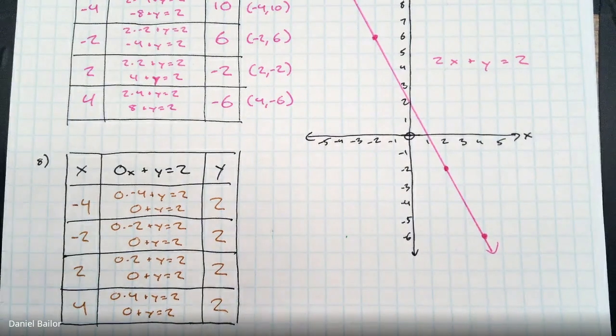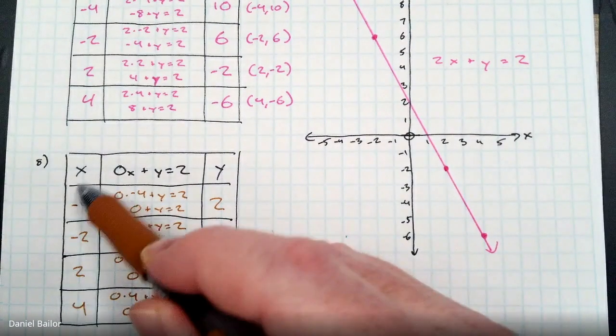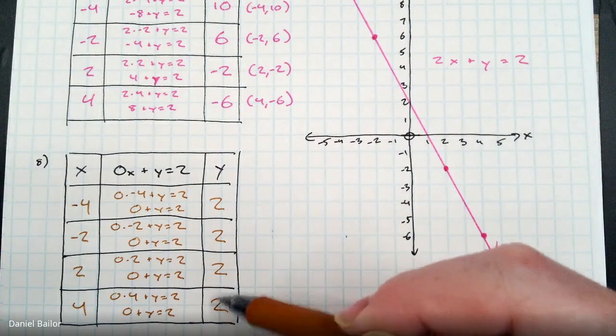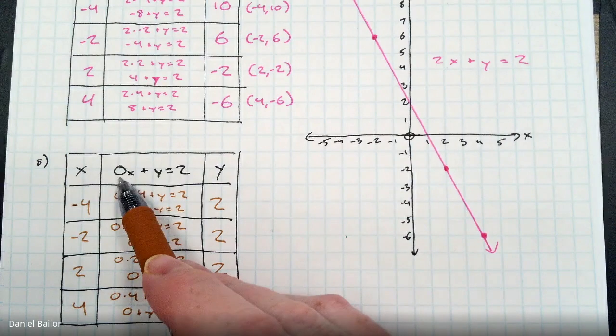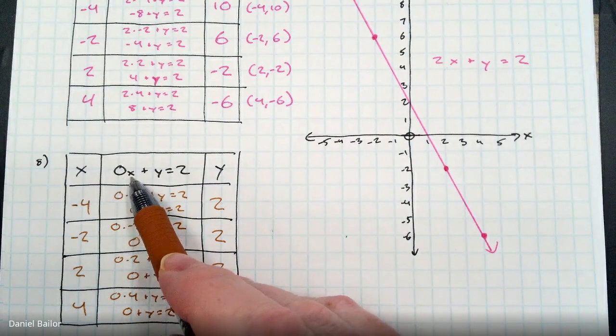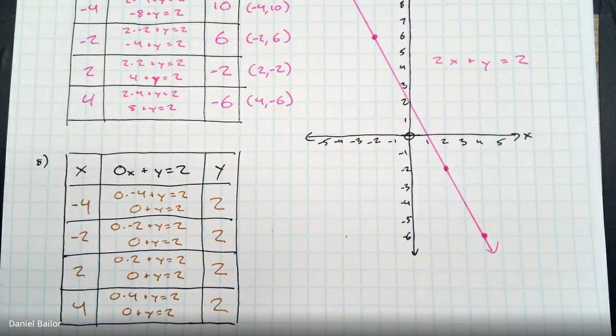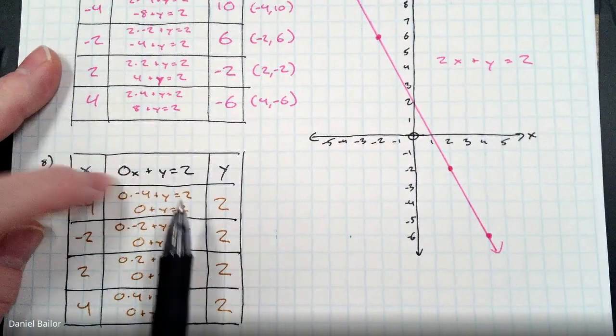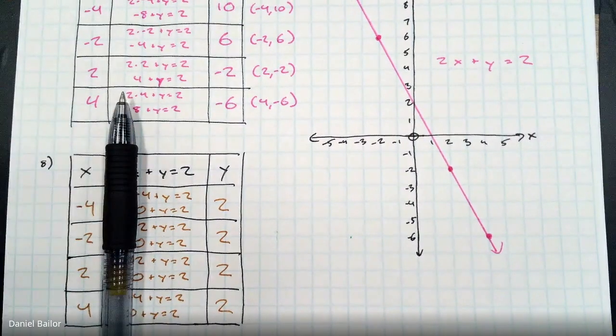Well, looky there, peoples. X changes, but y doesn't. And that's because there is no x. X could be anything, but it always changes to 0. So in the first group of questions, we had y go away. In this one, x gets multiplied by 0, so x goes away. Y always equals 2. What kind of line will this make?